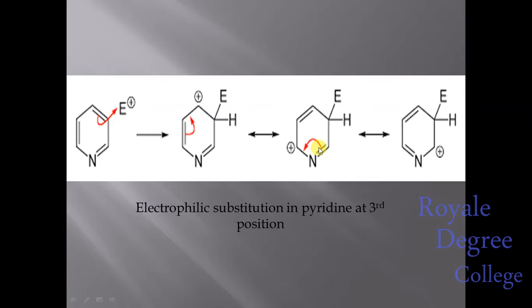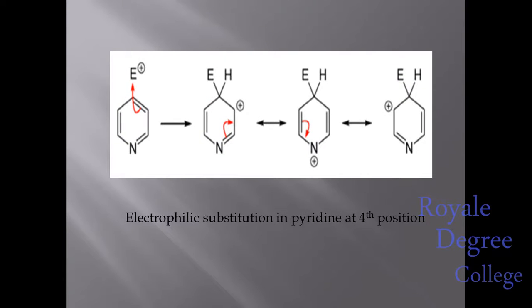Now to satisfy that position, one of the bonds from this side is transferred to this side, forming a bond over here. You can see in the next structure a double bond over here, and at the same time this position will become electron deficient, so the positive charge will be created on that carbon.